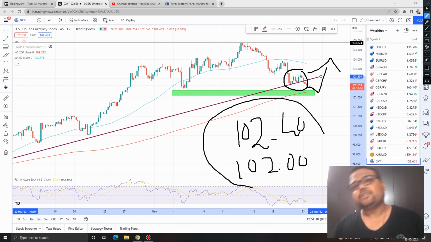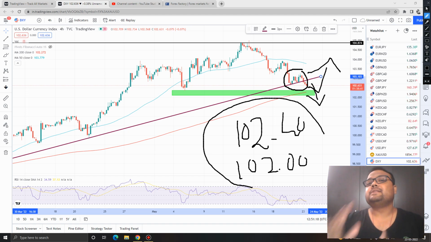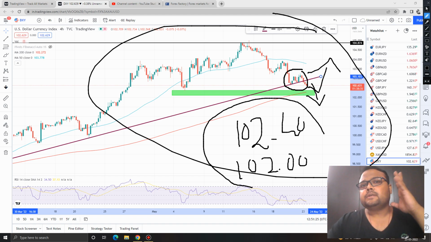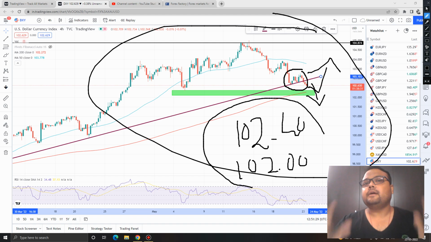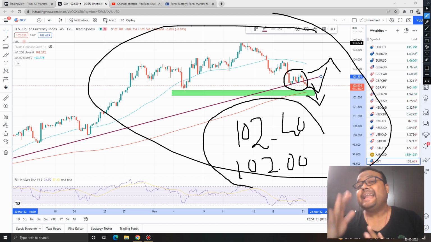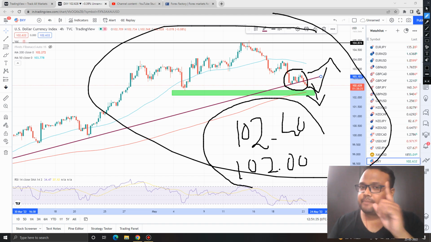If DXY successfully takes support around this particular level, then again there will be selling pressure on Euro USD, GBP USD. But if DXY somehow breaks this support and starts falling, then yes, we will see further upside on Euro USD and GBP USD as well. So DXY's next movement will be very important. If you trade on any USD pair, not only Euro USD, please keep one eye on DXY. It will be very important for you.